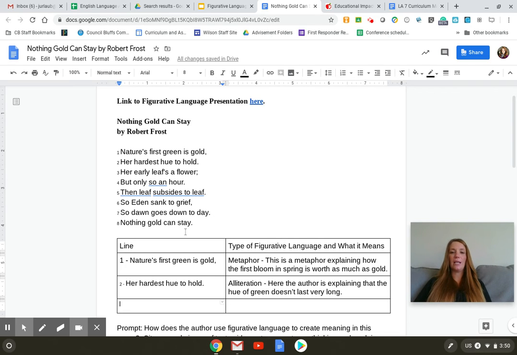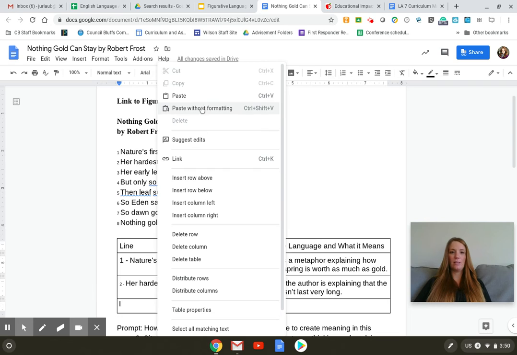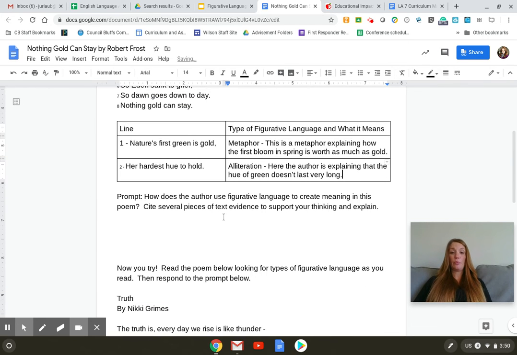Dawn goes down to day, nothing gold can stay. So then down here in line 8, it's actually referring back up here to the metaphor about how green is gold. So I'm actually not going to write anything else down here, so I'm going to delete this row. But then I have to answer this prompt, and that's the last part.